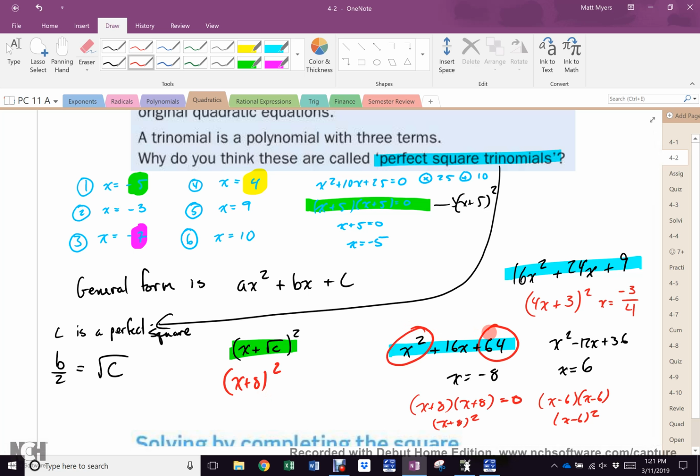Does this have a perfect square there? Does it? Is that a perfect square? So does it not make sense that we could try this move? Square root of the first one, square root of the second one, square root of the first one, square root of the second one? Everybody cool?